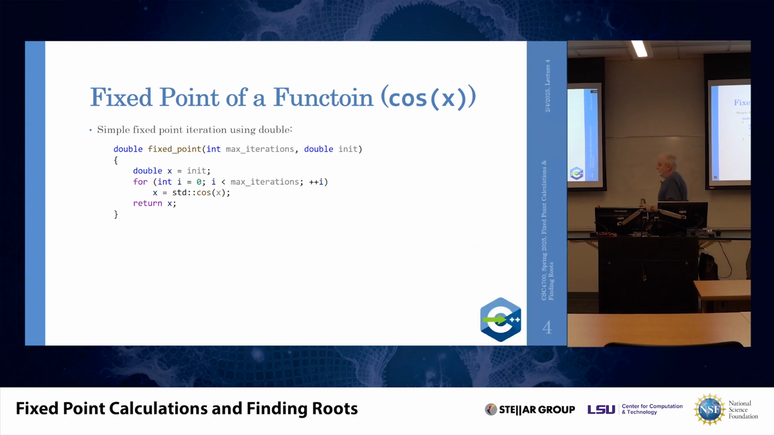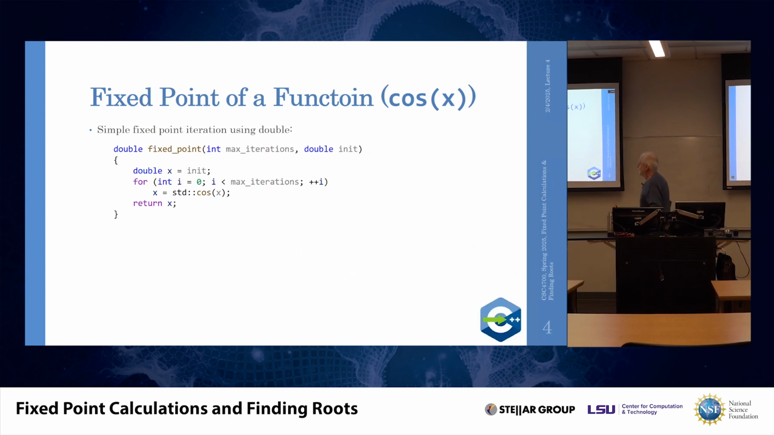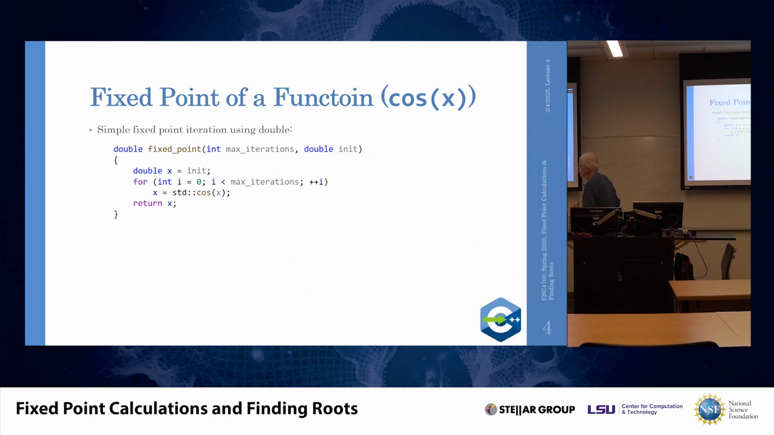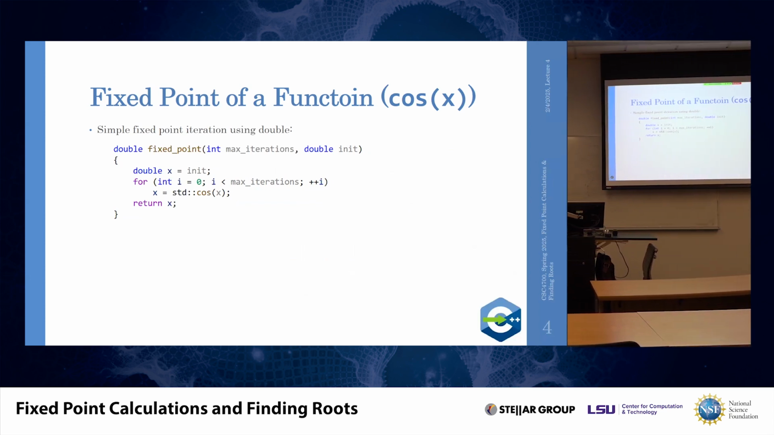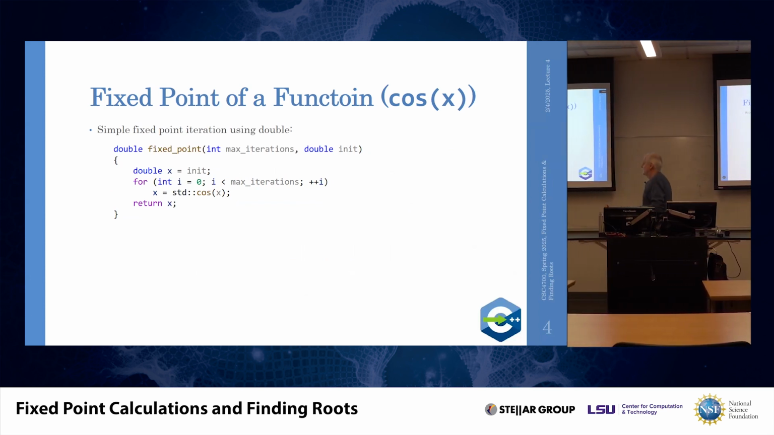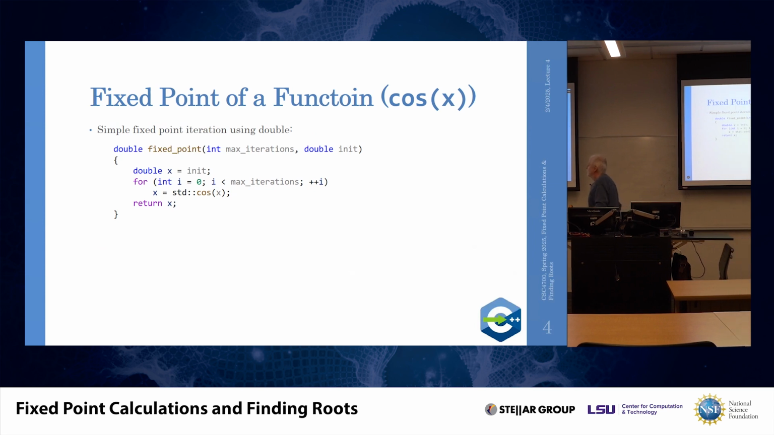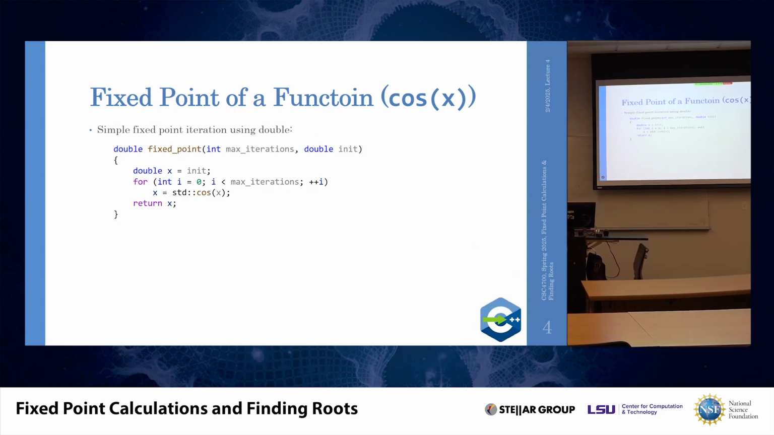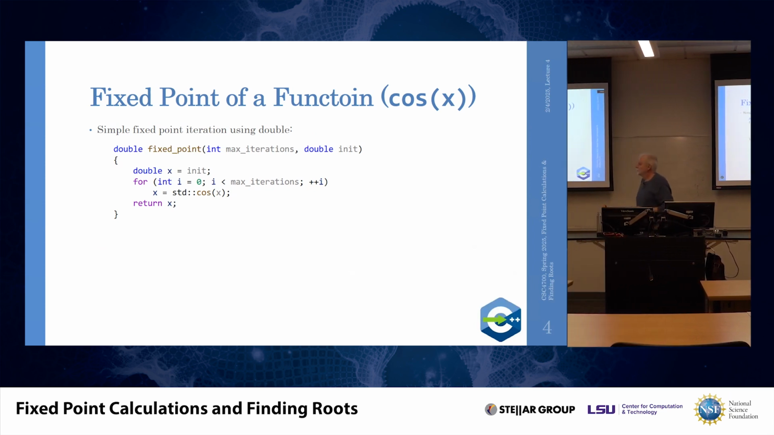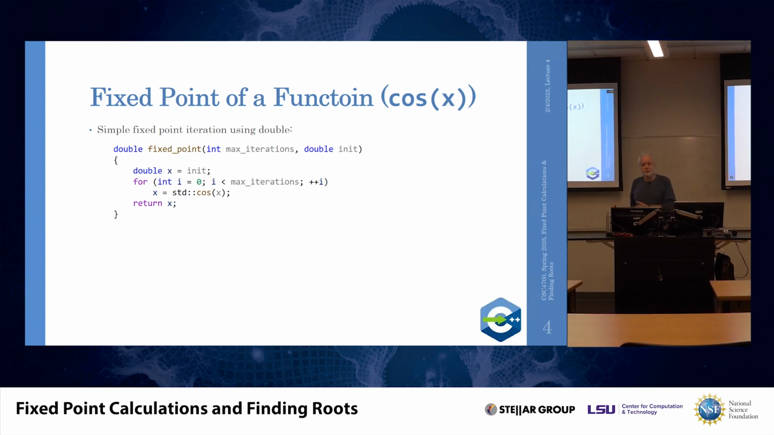If you write a simple function that calculates a fixed point of the cosine, it takes two arguments: the number of iterations I want to compute it over, how often I want to call cosine, and some initial value. It's a simple for loop that goes from i equals 0 to the number of iterations, calls cosine repeatedly, and returns the overall result. Very simple.